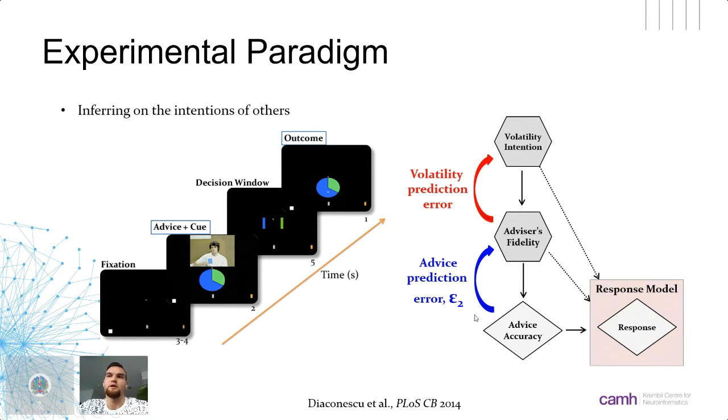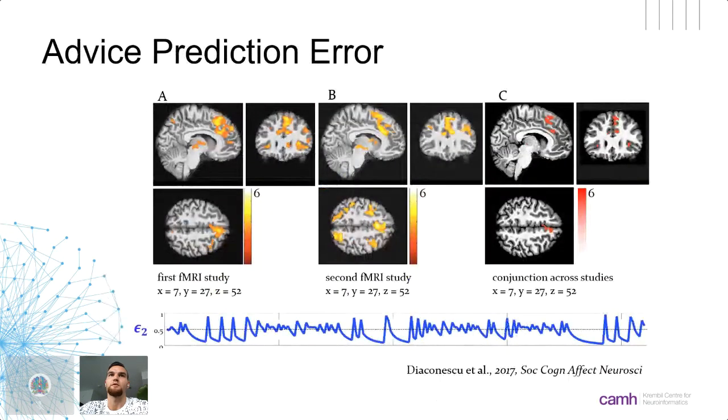Specifically, the advice prediction error. Here we have epsilon2 in this model, and the model itself, we're not going to go into too much detail. The previous tutorial covered this hierarchical Gaussian filter in a lot more detail. Here we will take this output and use it for DCM simulations. So that's the context, just to give it some color for the coming simulations.